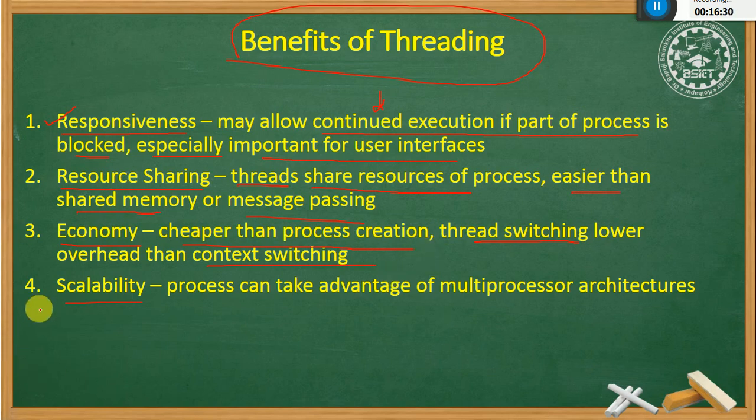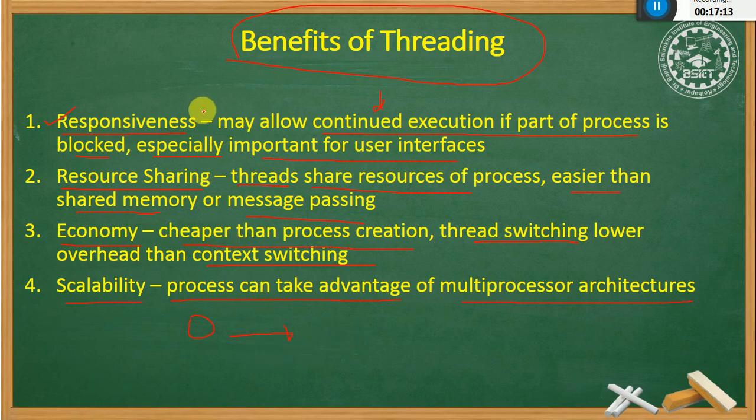And the last benefit of threading is scalability. A process can take advantage of multiprocessor architecture, but in threading, multiple threads can execute at a time, so it increases the performance. Scalability is nothing but when you increase the number of inputs, it must increase the number of outputs. So the multi-threading approach increases the overall performance of the operating system. As the thread number increases, the output of the operating system will enhance. That is called scalability.